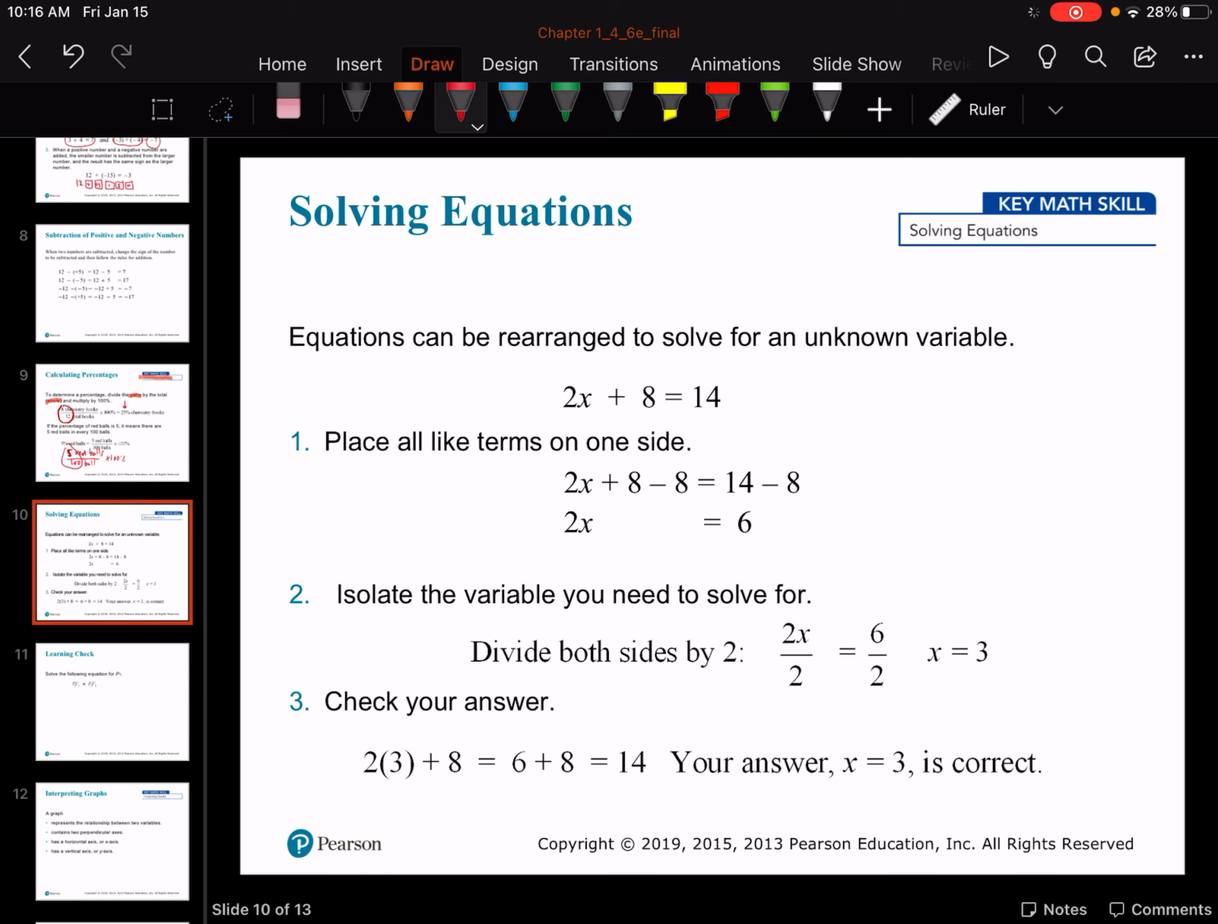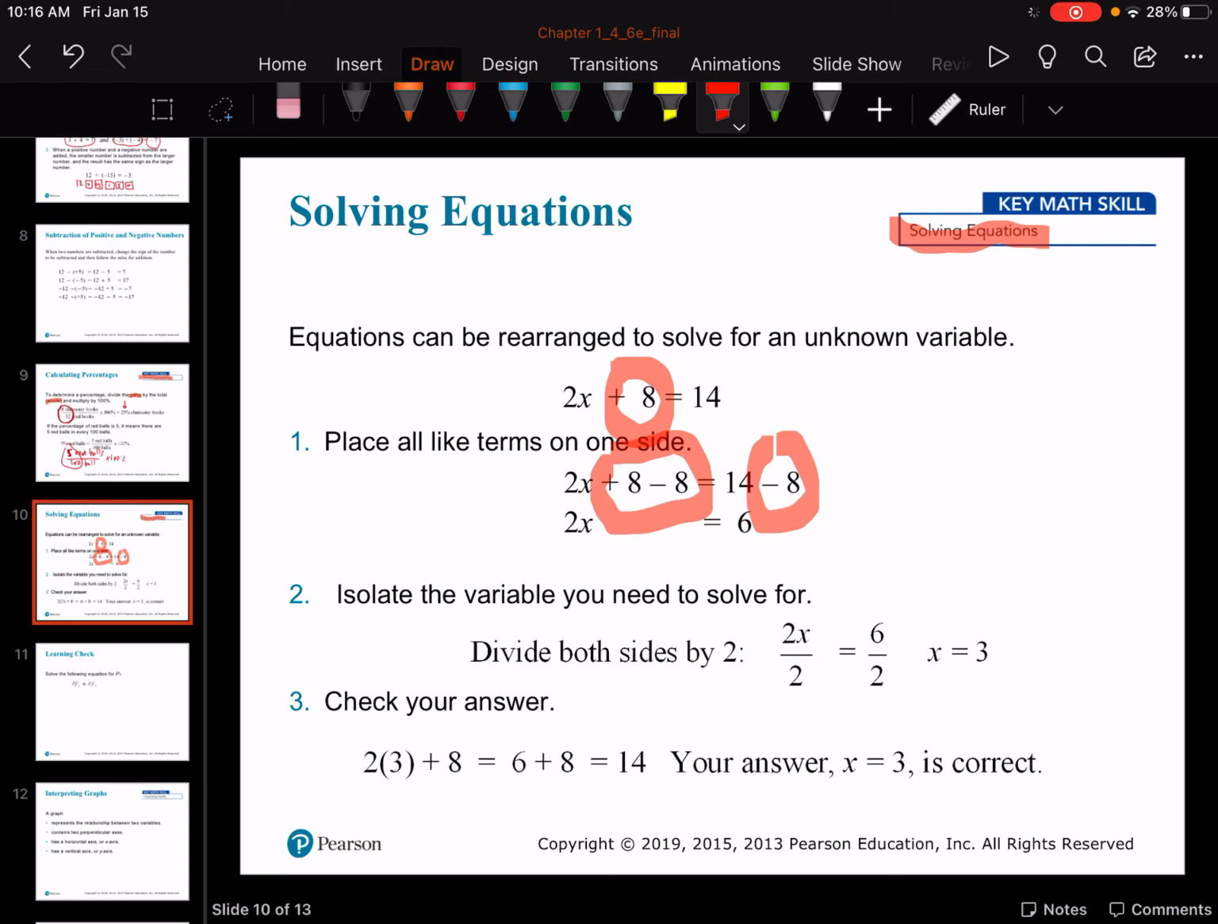Okay, now equations, the next key skill is solving equations, rearranging equations. Equations can be rearranged to solve for an unknown variable. Well, first of all, put all the like terms on one side. So if you have a positive 8 here, the inverse function of addition is subtraction, so you subtract 8 from both sides, right? So 2x is equal to 6.